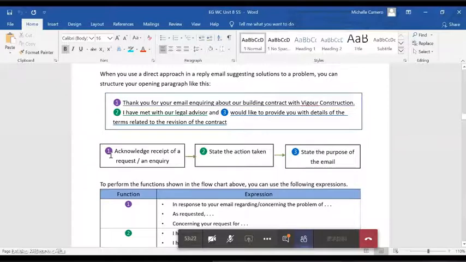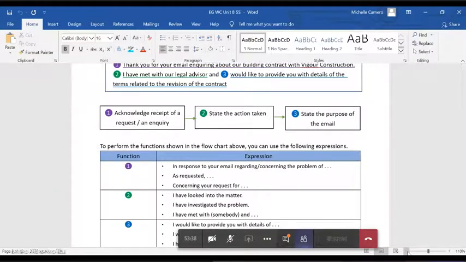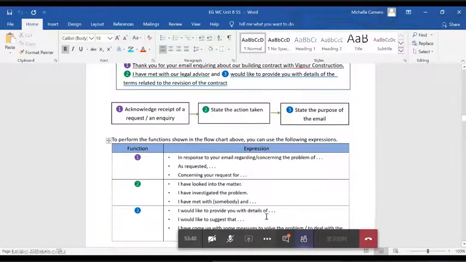And then they said step 1 is acknowledge the receipt, which is basically you're saying, I received your email. 2, state the action taken. 3, state the purpose of the email. But that's really not right. If you remember, there's actually 4 things you need to include in the opening paragraph. So I think this is a little bit helpful, but I think it's better to look at the other notes I've sent to you to help you with the opening paragraph.